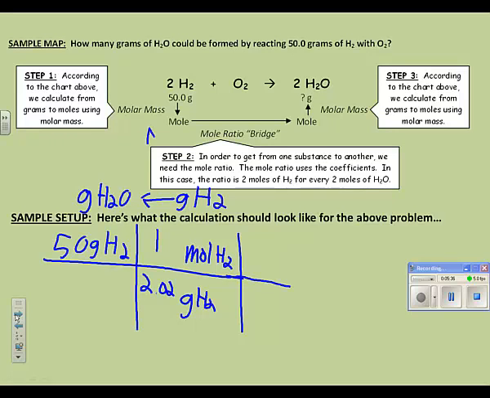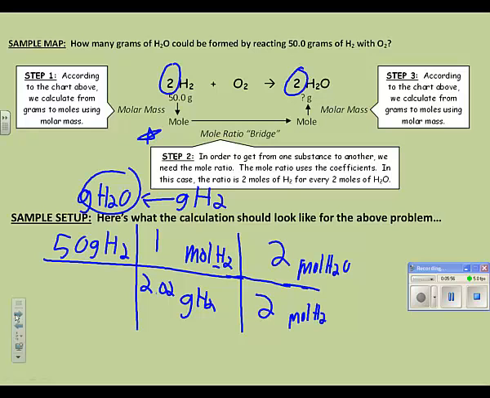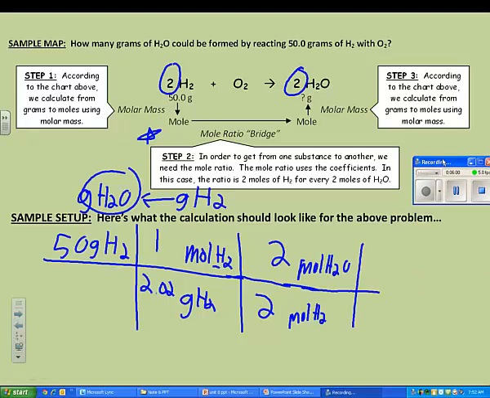Part 2, do the mole ratio bridge, or just the mole ratio as I'll call it. You have moles of H2 on top, so you've got moles of H2 at the bottom. And since we're ending up in H2O, we're going to go to moles of H2O. So we've got 2 moles from the coefficient of H2 and 2 moles from the coefficient of H2O. Once again, if you really wanted to, you can simplify that to 1 over 1, but it doesn't matter.